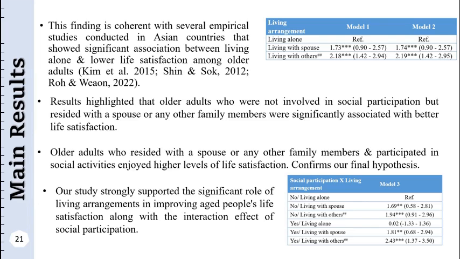Older adults who resided with a spouse or any other family member and also participated in social activities enjoyed a higher level of life satisfaction, which confirms the third hypothesis given in this study. Our study strongly supported the significant role of living arrangement in improving aged people's life satisfaction, along with the interaction effect of social participation.